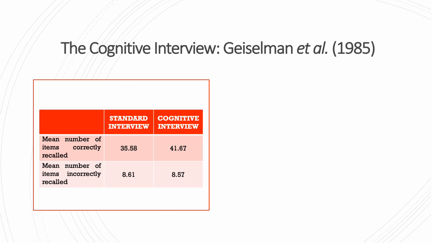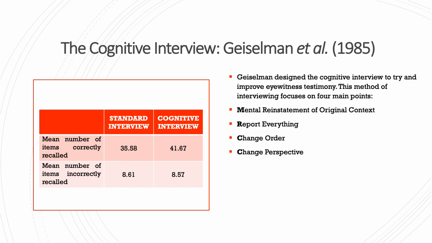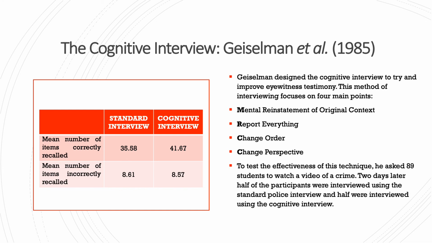Okay, so now we're moving on to the 4-mark exam question. So we've already touched on these points, so hopefully now you know the AO1 for the cognitive interview and these 4 techniques used. To test the effectiveness of this technique, Geiselman asked 89 students to watch a video of a crime. 2 days later, half of the participants were interviewed using the standard police interview and half were interviewed using the cognitive interview. So he did a comparison study, and the table on the left shows the results of this.